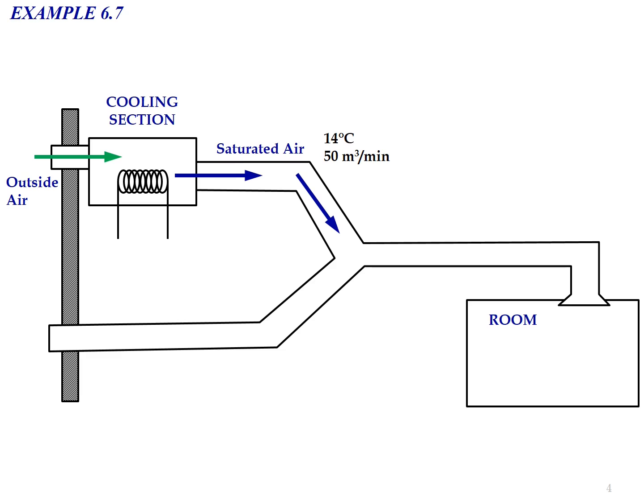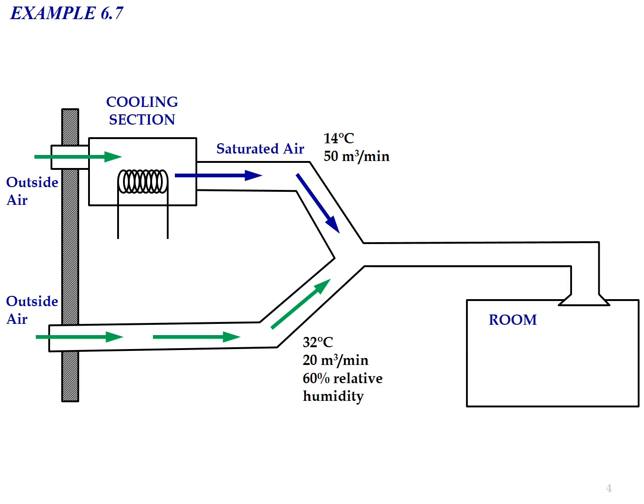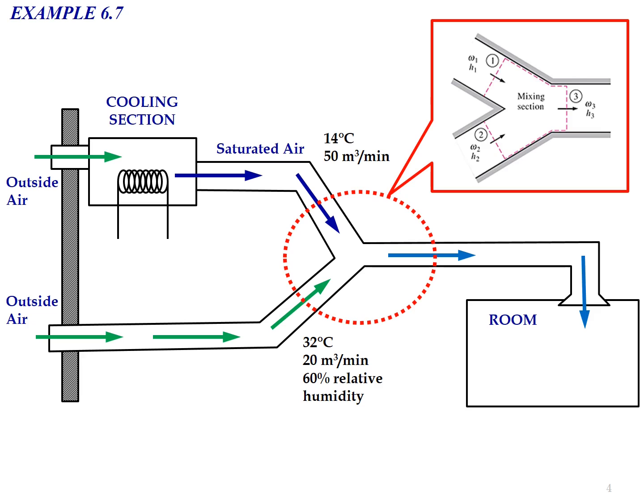This saturated air will enter the mixing section, and the fresh air, the outside air, will enter the mixing section at 32 degrees Celsius with a volume flow rate of 20 meter cubed per minute and a relative humidity equal to 60%, and then enter the room. So this is the mixing section. We have state number 1, state number 2, and also state number 3. The conditions for state number 1 and state number 2 are already given.